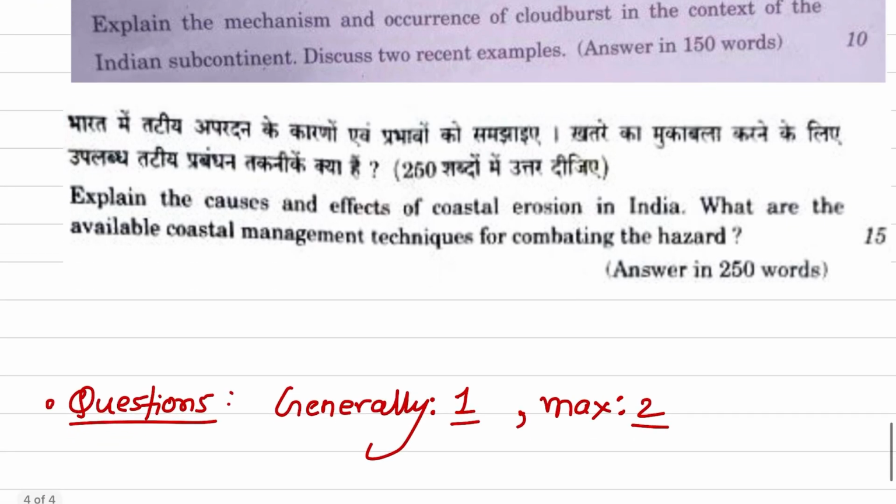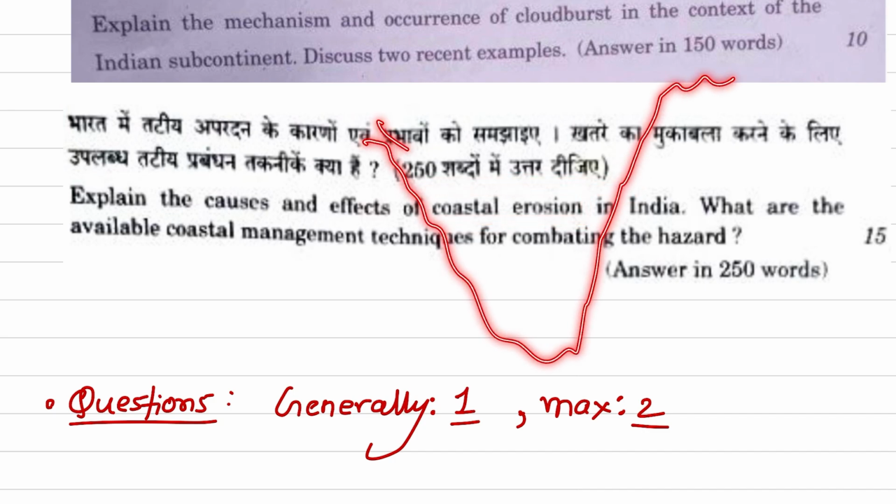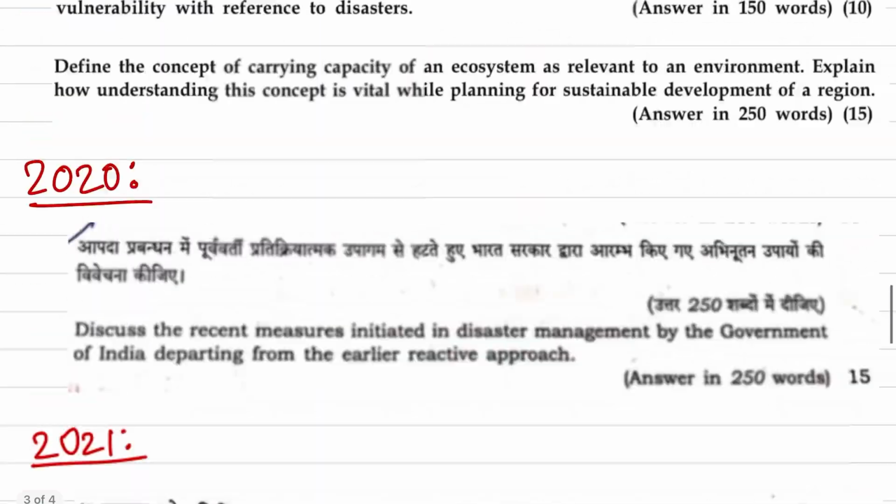Now, second question. Explain the causes and effects of coastal erosion in India. What are the available coastal management techniques for combating the hazard? Now, again, this is a disaster specific question. Why? Because it is mentioning coastal erosion, relating to coastal areas. Why? Because we have a huge coastline. If you have seen the southern part of India, we have around 7,000 kilometers of coastline, and that's why this becomes very important. Now, these are the questions that we have discussed.